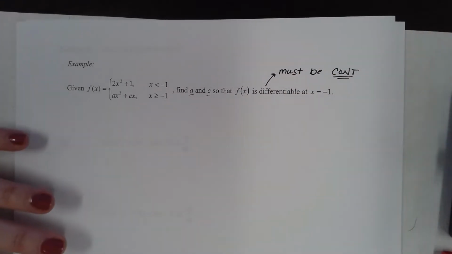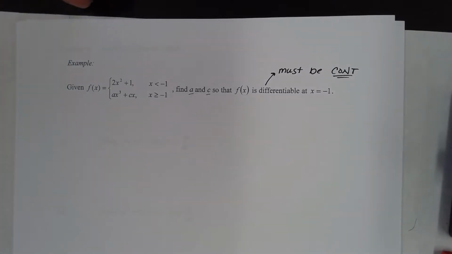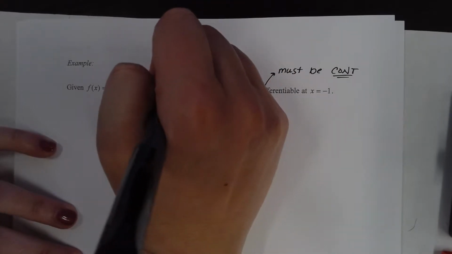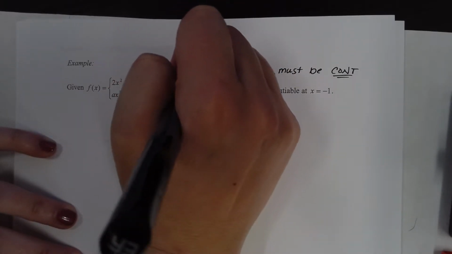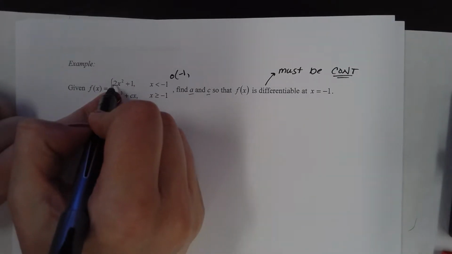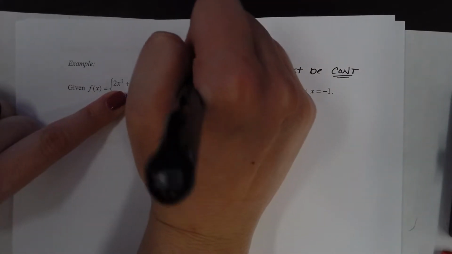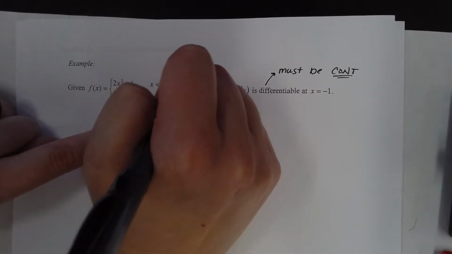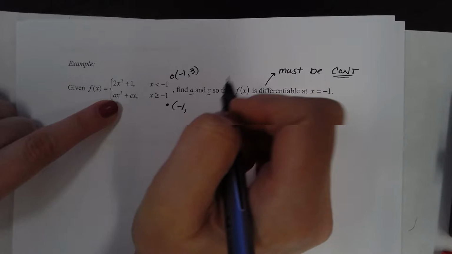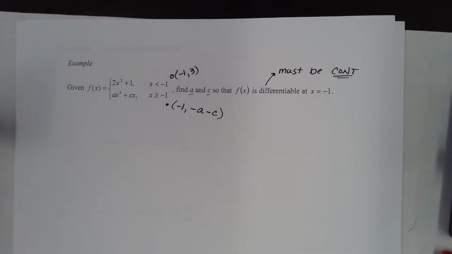So I need to make sure that this function is continuous so that I can then force it to have a derivative there, okay? So if I want this to be continuous, then I need to find the points on the original and see what's going on here. This is an open circle at -1, and if I sub in a -1 here, -1 squared, 1 times 2, 2 plus 1, so 3. And then down here, I would have a closed circle at -1, and if I sub that in, I'd get -a minus c.